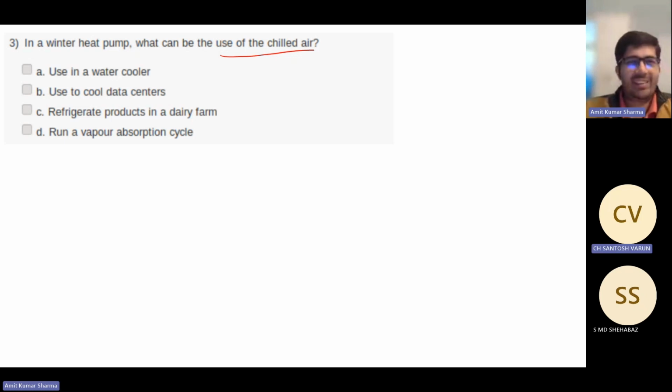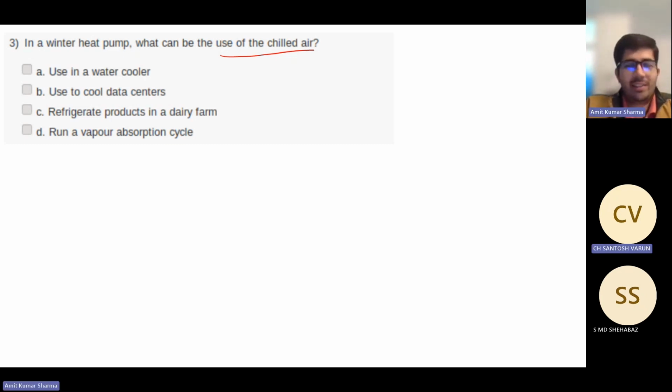Maybe. Yeah, used to cool data centers, I think that can be happening in winter. Why? Because if you're operating any organization, you need cooling inside the data centers where more heat will be produced. So you need to cool the systems. So cooling data centers is also a viable option.